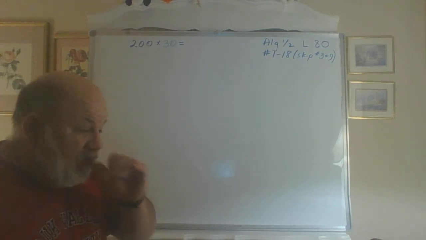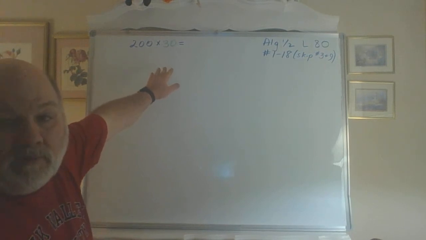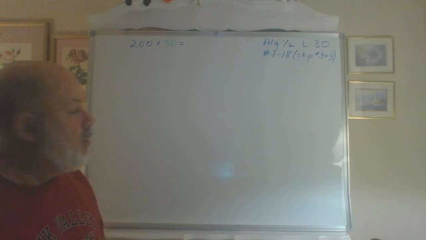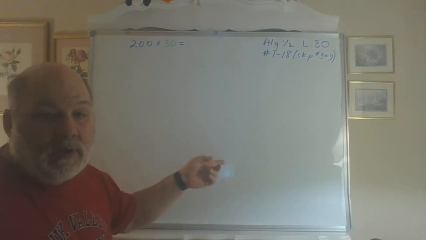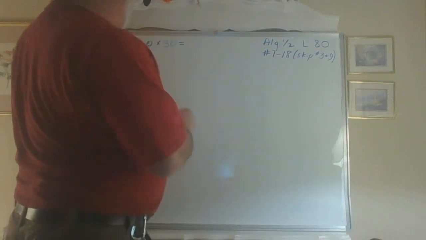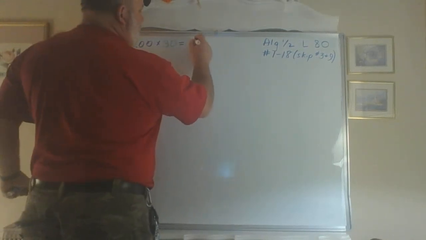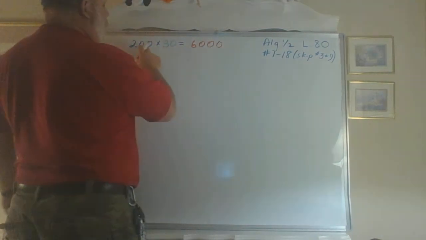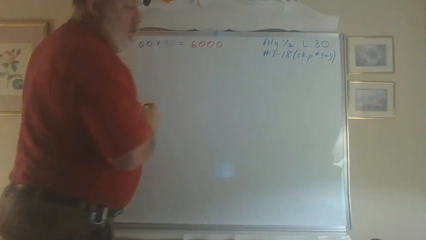And this first example that I'm going to go over is not in your book, but this is a great way to illustrate how this works. We're going to multiply 200 times 30. So 200 times 30 will give me 6,000, 6 followed by 1, 2, 3 zeros.